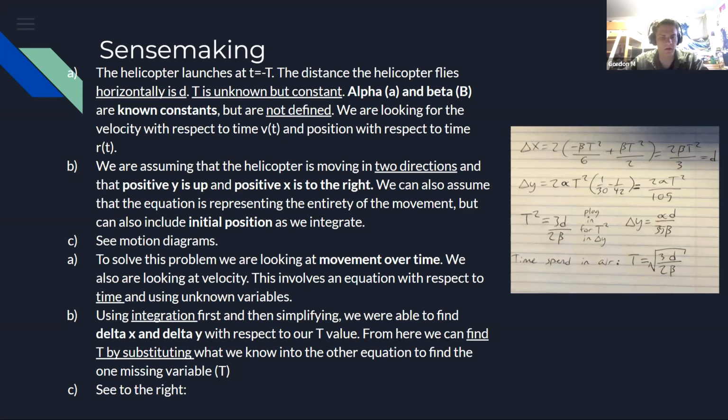Using integration first and then simplifying, we're able to find delta x and delta y with respect to our t value. From here, we can find t by substituting what we know into other equations to find the one missing t. You can see this in the equation on the right-hand side of the screen, where we solve for delta x, delta y, t squared, and then finally simplified to just capital T, which is in terms of d and beta, which are 2 known constants.